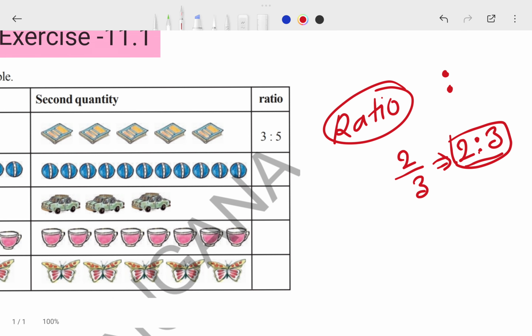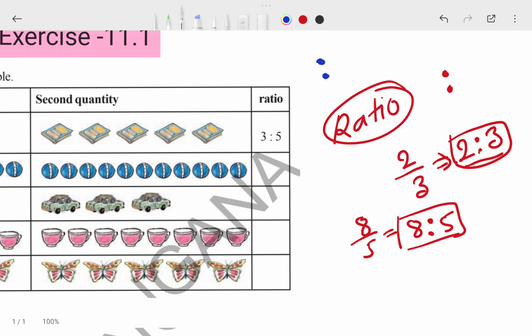Now, like this 8 by 5 is given. If I want to write this 8 by 5 as a ratio, how will I write it? Simple, just write 8, put 2 dots, which only denote the ratio, and then 5. Now it becomes the ratio form. So understand, these 2 dots are what make it a ratio.